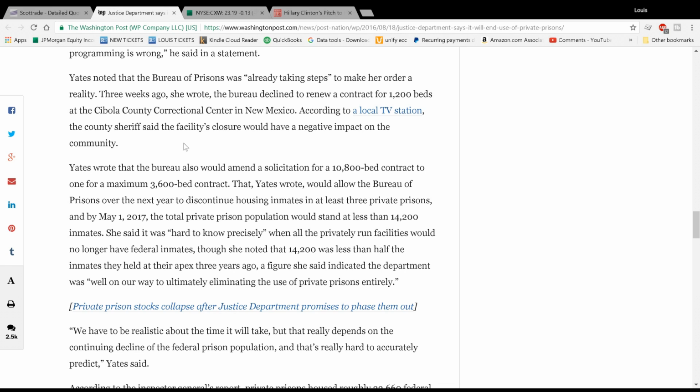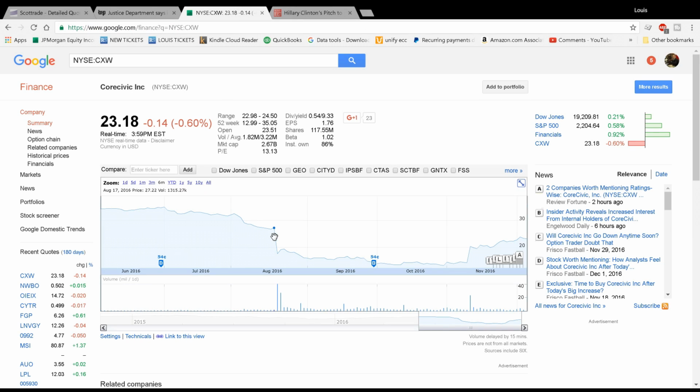And that's what politicians often do, whether it's Republican, Democrat, third party, politicians are often full of shit. And I saw they talked about how they would amend a solicitation for this contract and blah-de-blah-de-blah. But when you look at the actual numbers, it didn't make any sense. You're not going to end private prisons anytime soon unless you buy them. So I looked at this and it seemed like a lie. And this lie resulted in the stock going down in value by a lot.